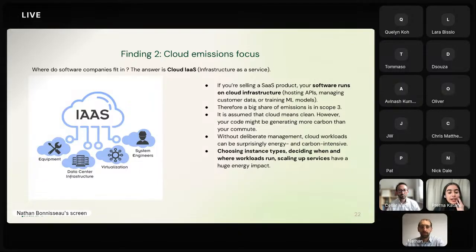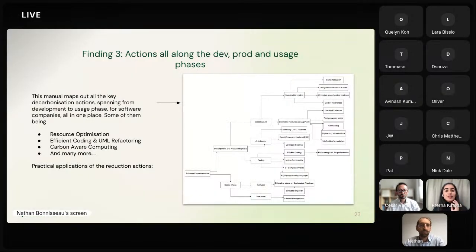Moving on to the next slide, let's do a little deep dive into the manual. So this manual maps out all the key decarbonization actions for software companies, categorized into development and production versus usage phase, all in one place. I will be discussing some of the practical applications of these actions. On the right side, you can see a graph straight out of the manual, and you can see all the actions mapped here for your software decarbonization journey. We will not talk about all the actions today, but we will briefly touch upon some of them.